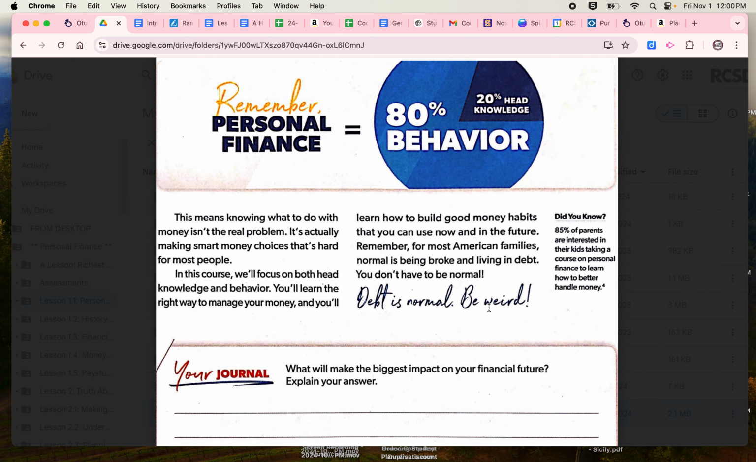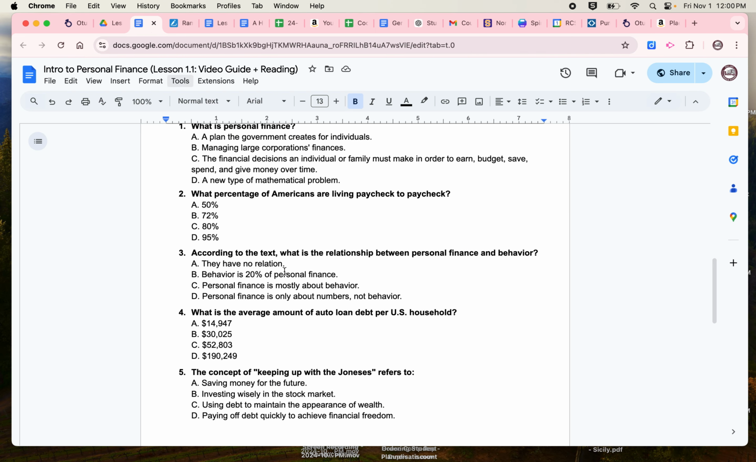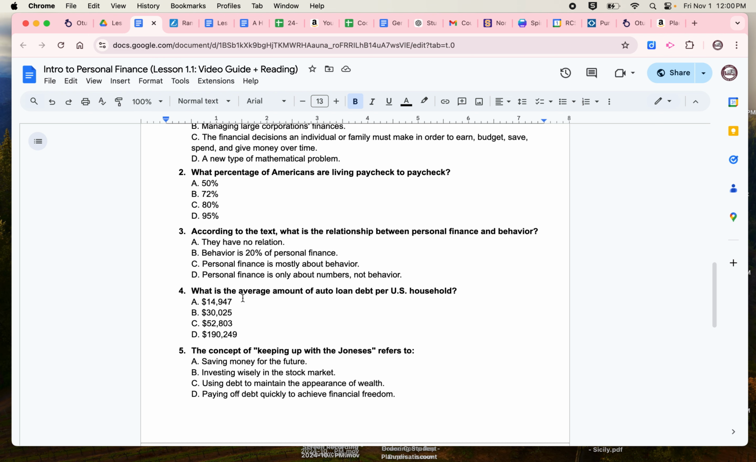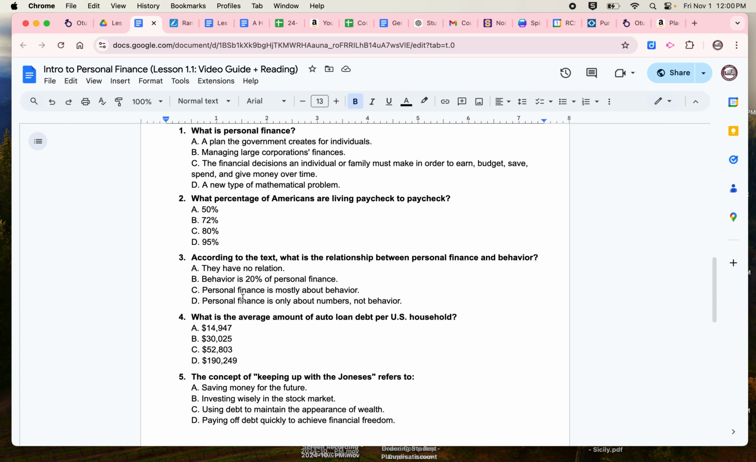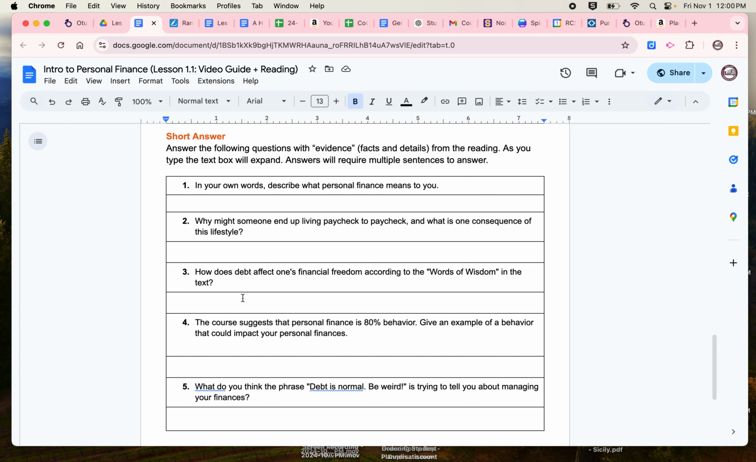So that is the reading portion. Now, you want to go back to multiple choice 1 through 5. Answer these, okay, based off the knowledge. These should be fairly straightforward. It should stand out from our information covered. If not, you can go to Otis and click on the reading to actually go over it, review that, and find the answers. Now the short answer, you're going to answer this next. So in your own words, describe what personal finance means to you. So this would be multiple sentences.